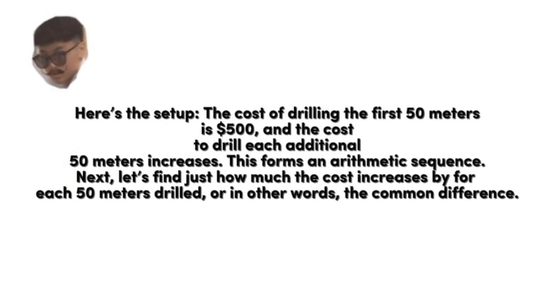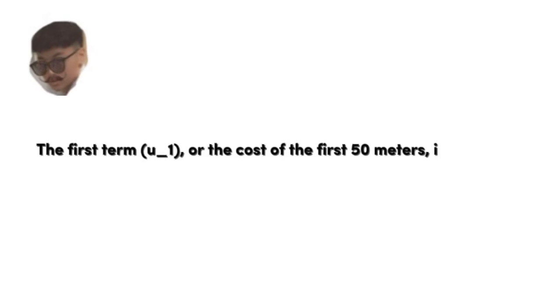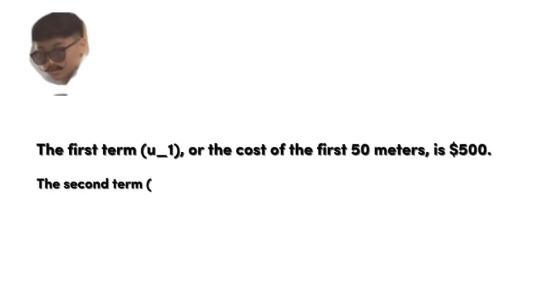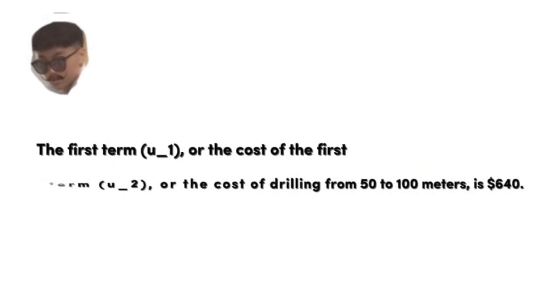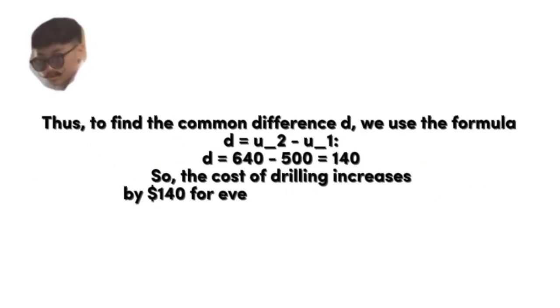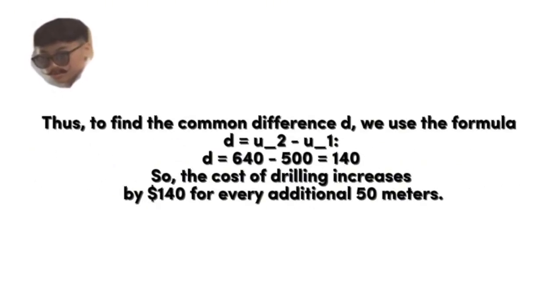Next, let's find out how much the cost increases by for each 50 meters drilled, or in other words, the common difference. The first term, U1, or the cost of the first 50 meters, is $500. The second term, U2, or the cost of drilling from 50 to 100 meters, is $640. Thus, to find the common difference D, we use the formula D equals U2 minus U1. D equals 640 minus 500 equals 140. So the cost of drilling increases by $140 for every additional 50 meters.